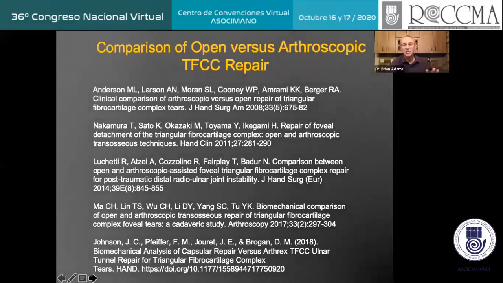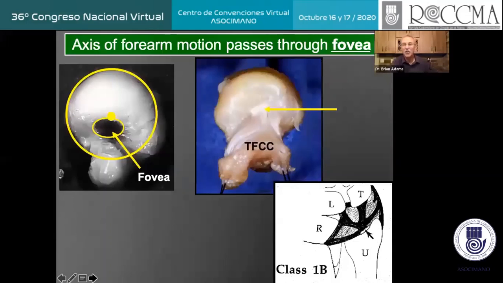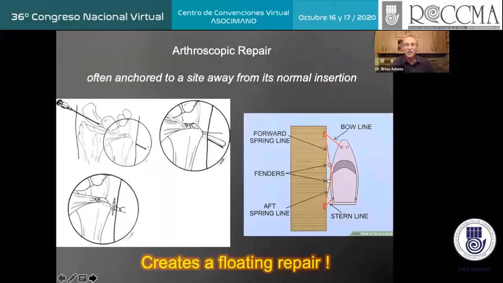If you look at the literature, it basically says that the two are equivalent, that there's no great benefit from one over the other. But I think it is difficult to separate out this group using this literature. Nevertheless, both can be effective if done properly. Our primary goal is to restore the TFC attachment to the fovea if we're going to treat a severe instability, because this is where the main focus of the TFC attachment is at the ulna.